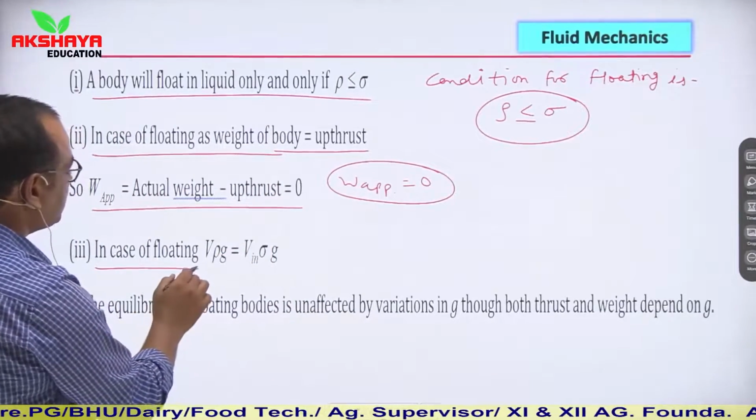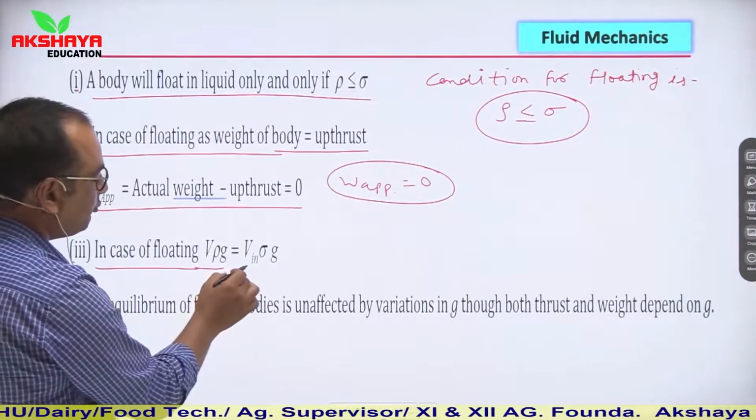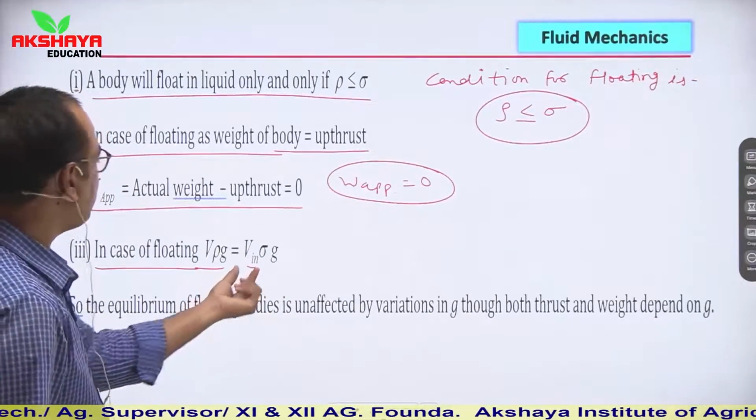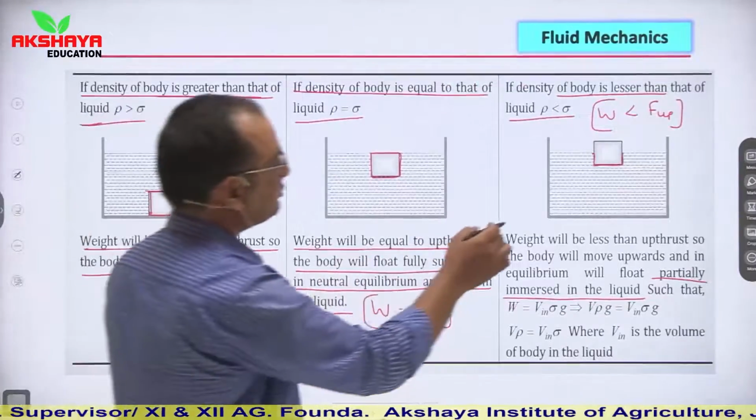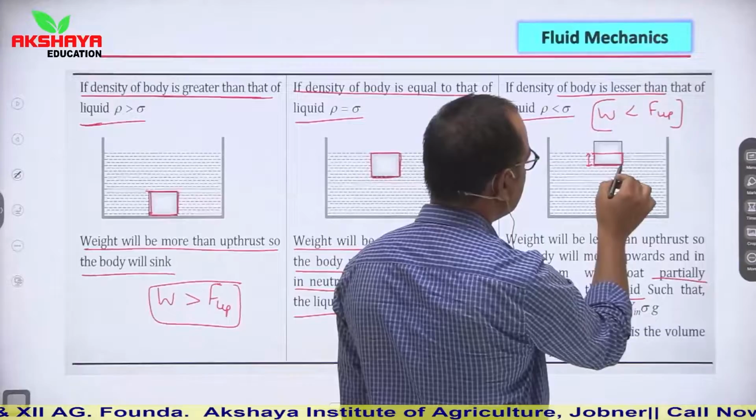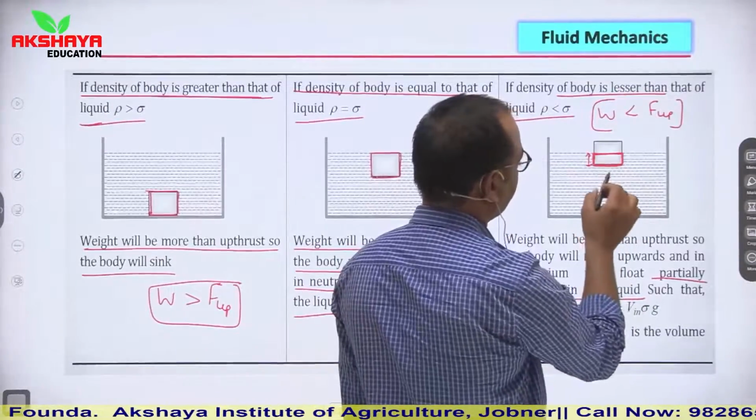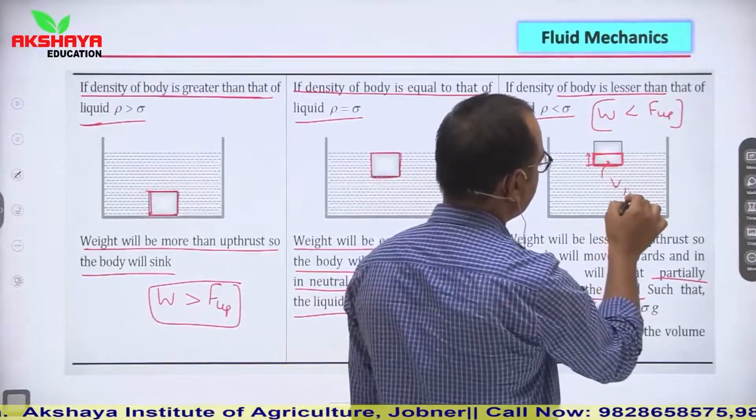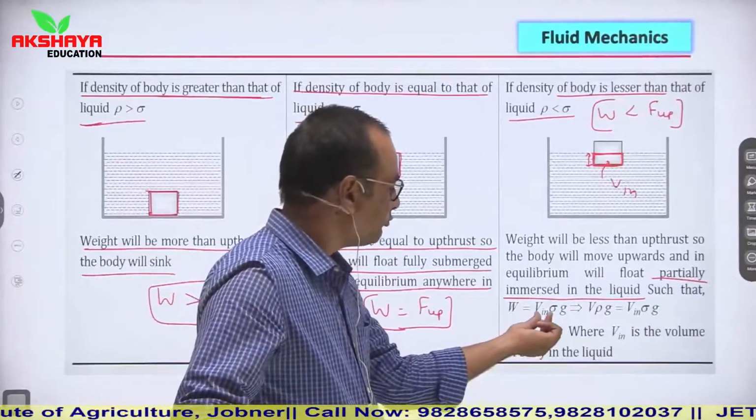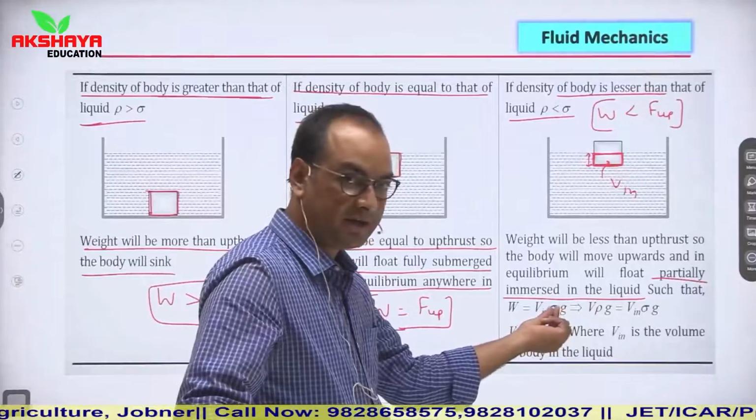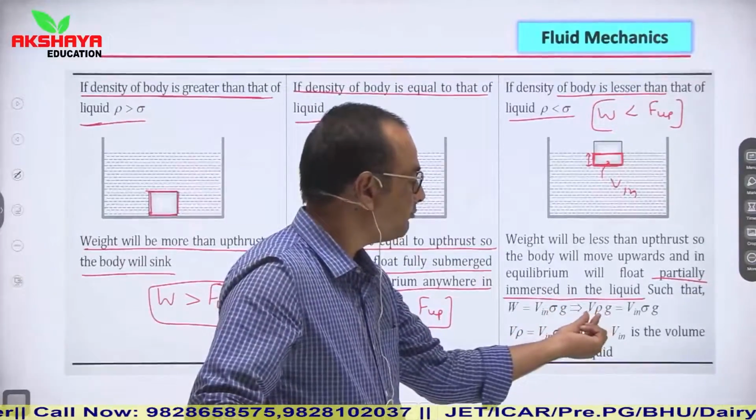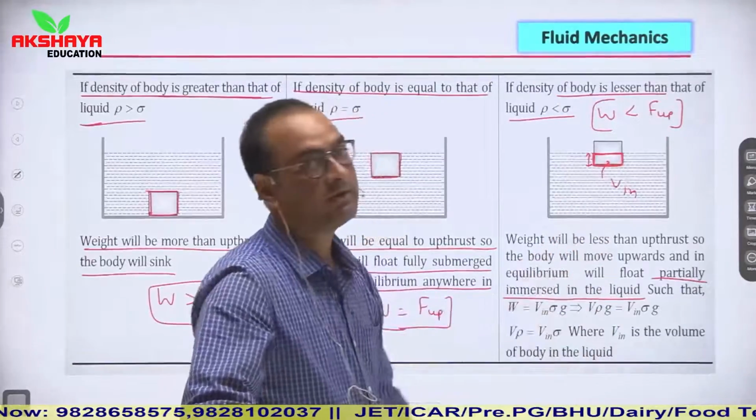So we can say that in case of floating, V rho g is equal to V in sigma g. So V in, in case of partial submersion. Here we talk about the volume of this substance which is inside the fluid, so here it is V in. Clear? So we can also see from here that it is equal to V in sigma g. Sigma is the density of the fluid, and it is equal to V rho g. Rho is the density of the substance.